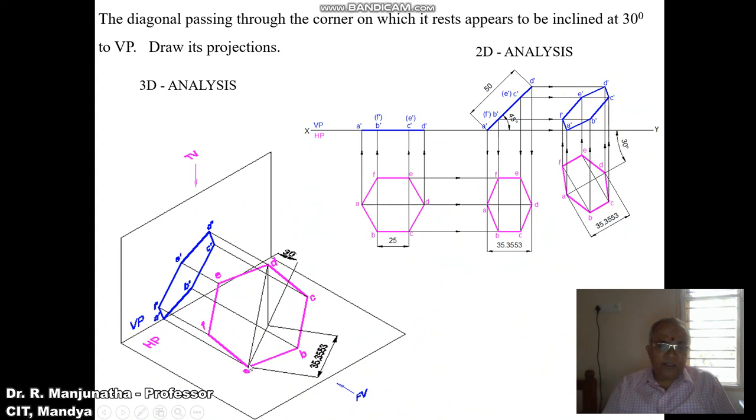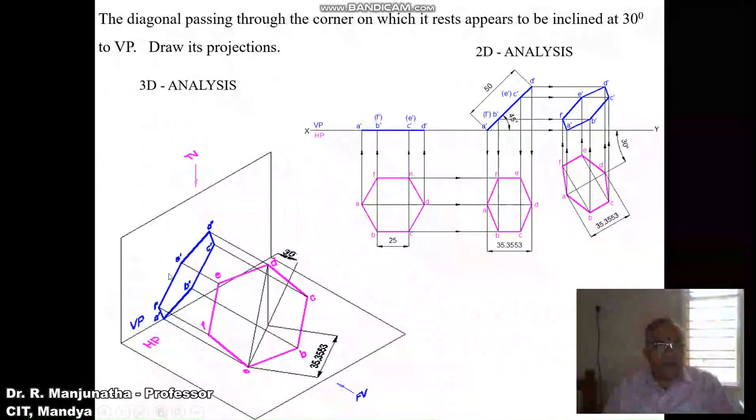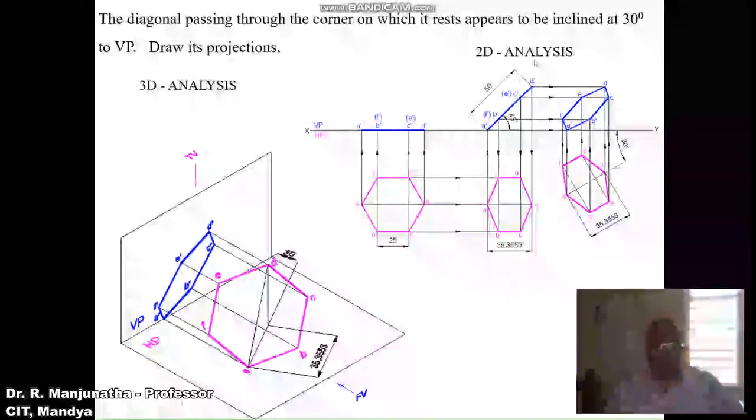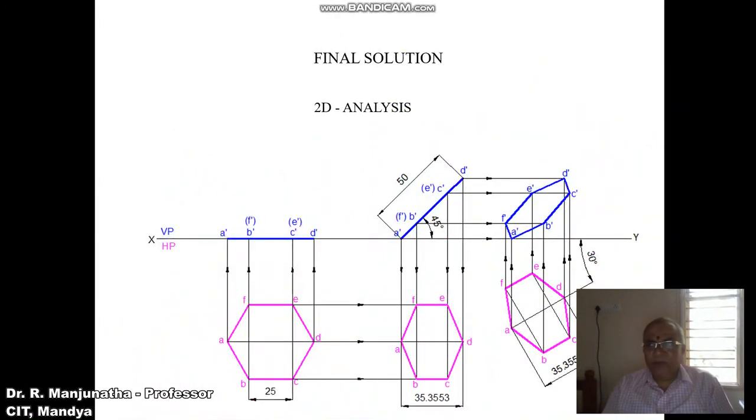And here also we can see the apparent length of the diagonal, which will be 35.3553, which is inclined to VP at 30 degrees. And when you look from the front view, you are going to get the projected surface in the front view. The front view of this and the front view of this are going to remain the same. So this is how we can analyze in 3D and also in 2D. Now we are going to solve the problem in the sketchbook.